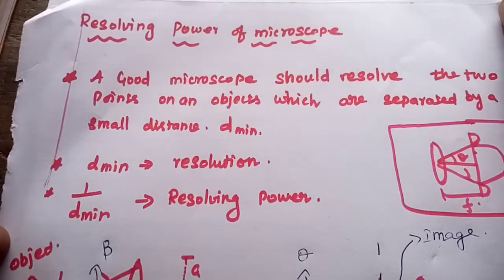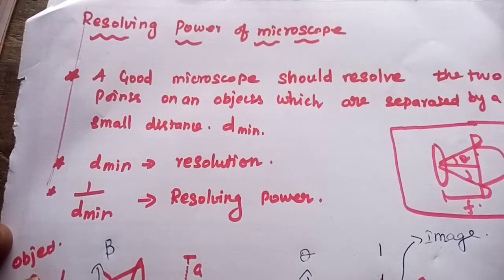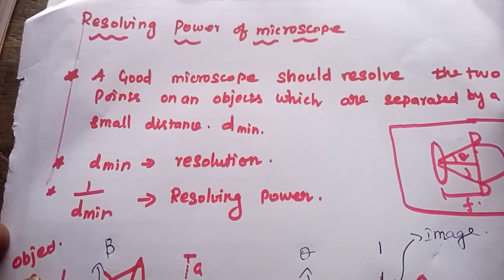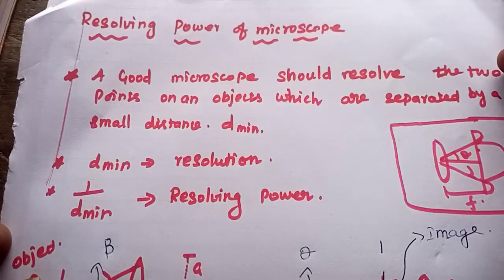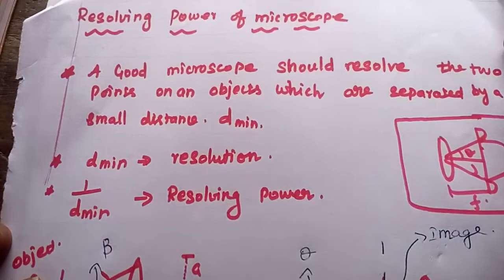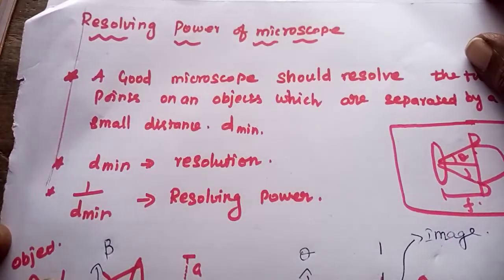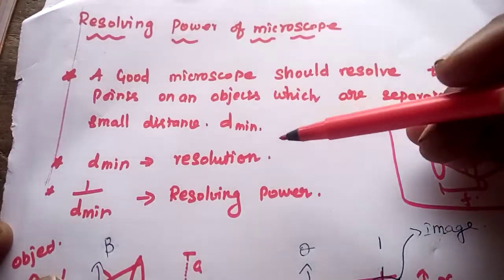Hello children, today you are going to learn about the resolving power of a microscope. Already I have explained about the resolving power. The reciprocal of the resolution is called the resolving power. So it's a property of the microscope. A good microscope should resolve two points on an object which are separated by a very small distance. That is called the d minimum.